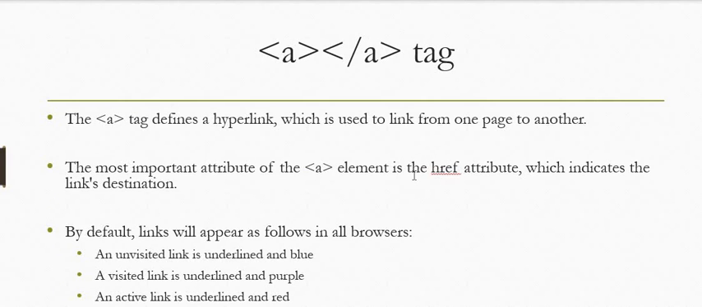Next, we need to know what the A tag is. The A tag defines a hyperlink, which we'll utilize later using the href attribute. Href is the hyperlink reference attribute. By default, links appear as follows in all browsers. An unvisited link is underlined in blue, a visited link is underlined in purple, and an active link is underlined in red. This helps you determine whether a hyperlink has been visited or not. These features can also be changed using CSS cascading style sheets.